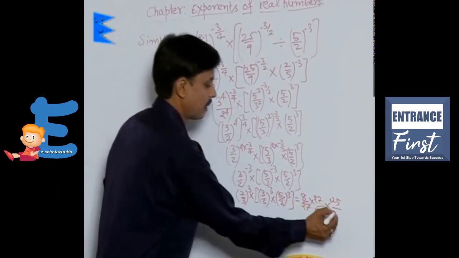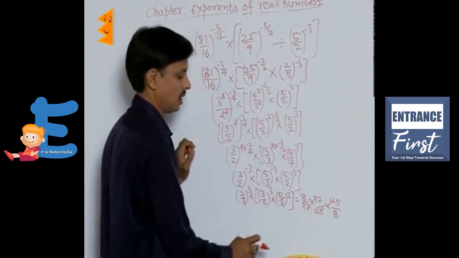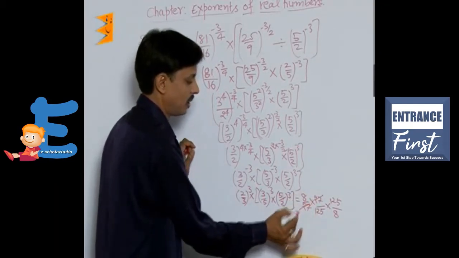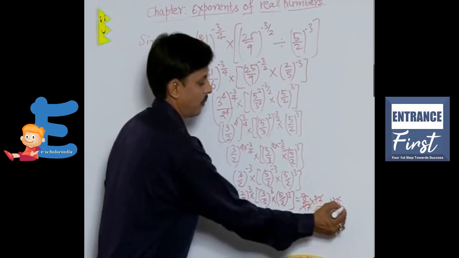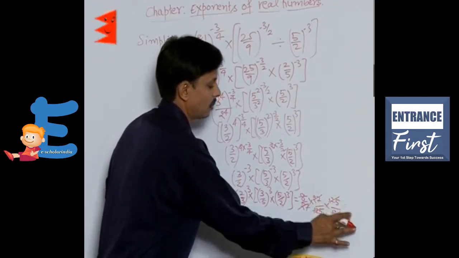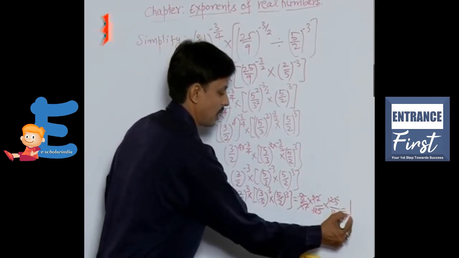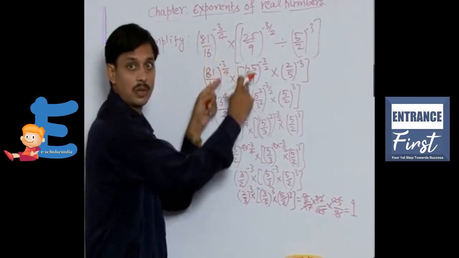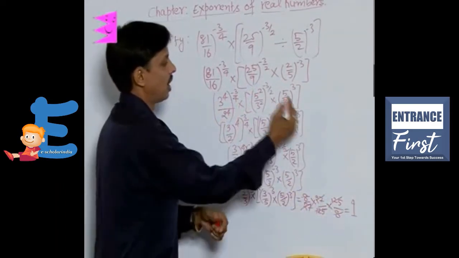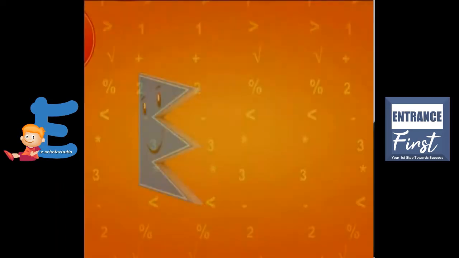Multiplied by (5/2) cube, 125 divided by 8, because 2 cube is this. 27 cancelled with 27, 8 with 8, 125 with 125. So the net answer of this long question is coming as what? 1. So the simplification of this entire expression is what? The answer is 1.